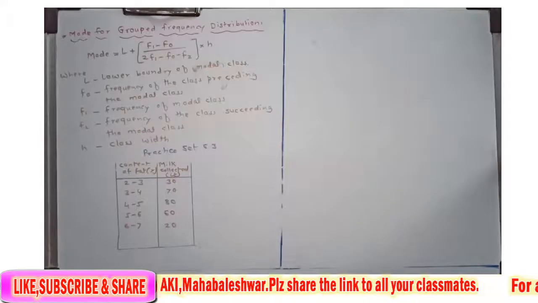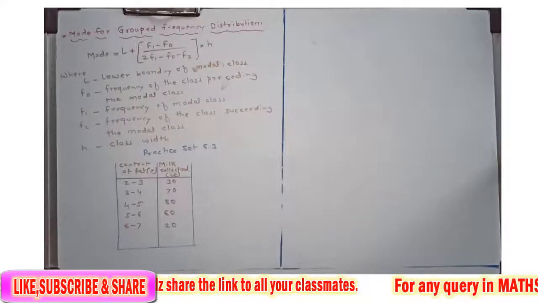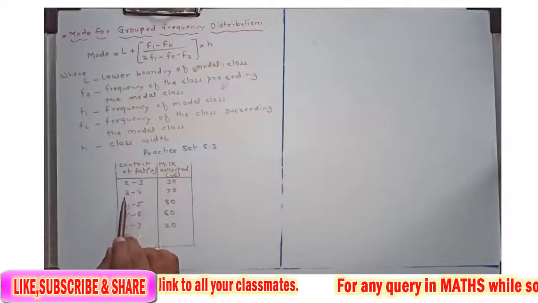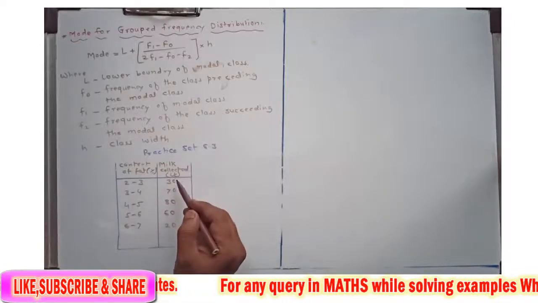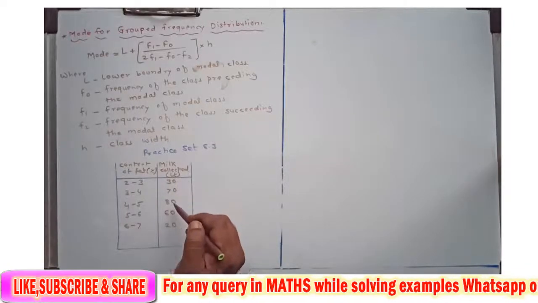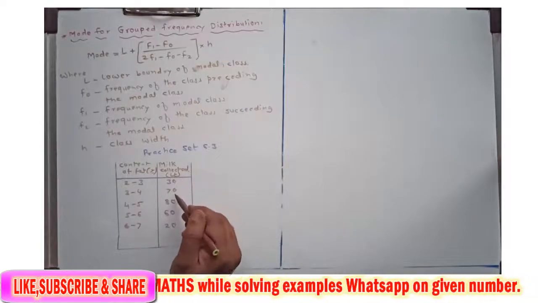ठीक है, क्वेश्चन मैंने लिखा नहीं हूँ, क्वेश्चन आप लोगों को लिखना है. Question you have to write. Okay, this is only I took this table. Content of fat is given 2 to 3, 3 to 4, 4 to 5, 5 to 6 and 6 to 7 in percentage, and milk collected in liters as 30, 70, 80, 60 and 20. That is the frequency.